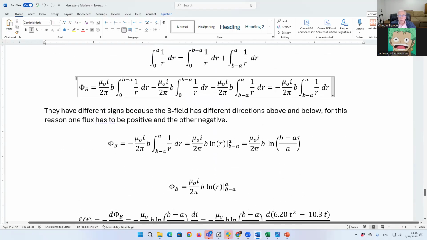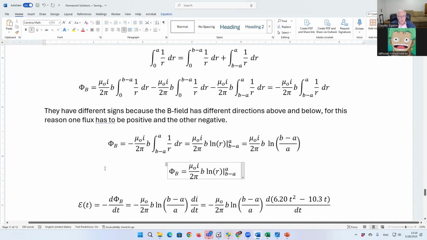Now we can apply the limits. We can find the integral and apply the limits. The integral is going to be log of r. Limits is b minus a to a. And then that's what you get here. Okay? We found the flux.